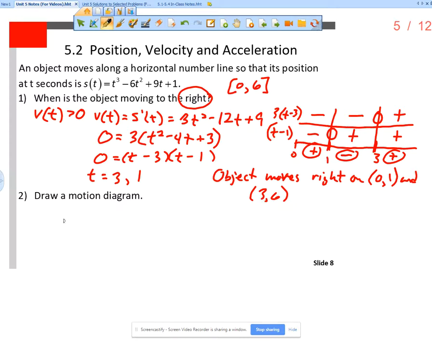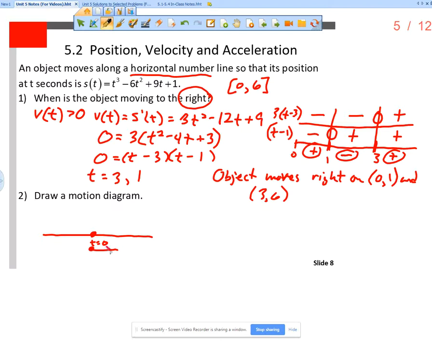Now we want to draw a motion diagram. We're going to draw a number line. It says the object is moving along a horizontal number line. So here is my starting location, right there, and we'll come back to that in a moment. Down here, this is at t equals 0, the starting time. Now it says I travel right from 0 to 1.